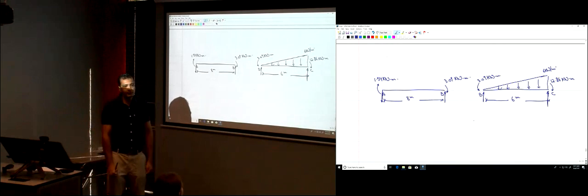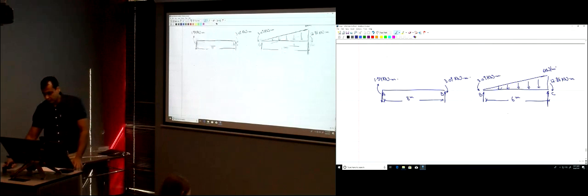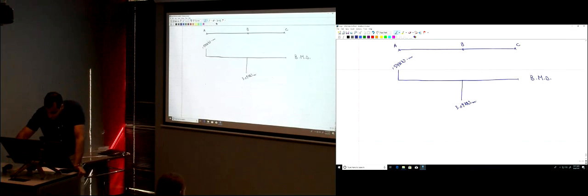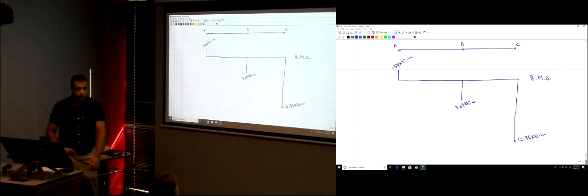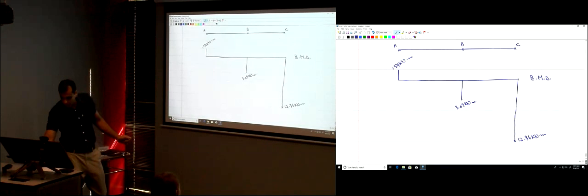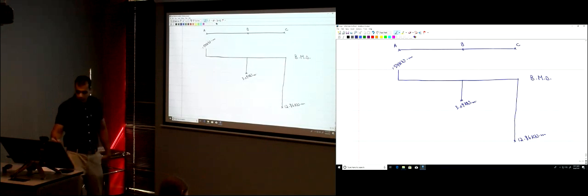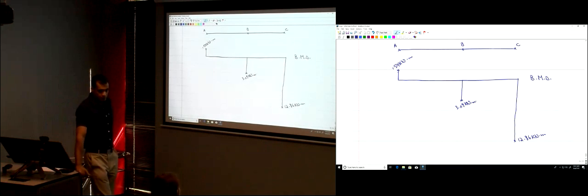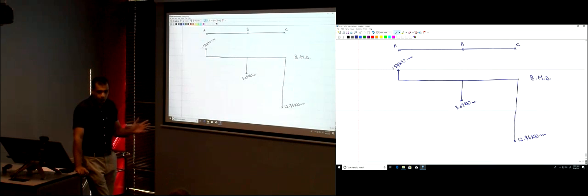Positive or negative? Negative. Okay? Negative 12.86. So I'm just going to come here. 12.86 kilonewtons meter. So to draw the bending moment diagram, you need to find the moment at the critical points, plot them, and then what do you do to complete this bending moment diagram? Connect those critical values with either straight lines or curves based on the loads that you have.